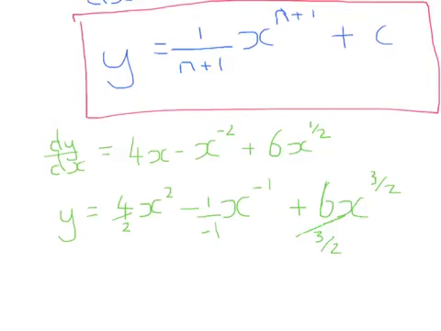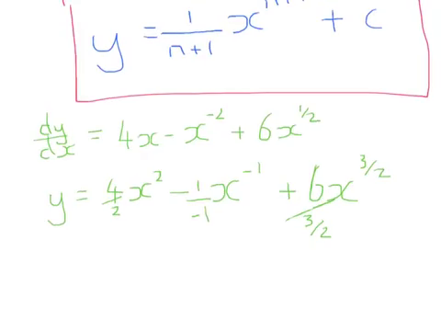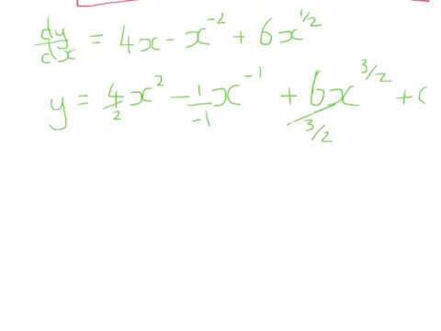Let's tidy this up now. Let's bring it down and tidy it up. Ooh, don't forget your plus c. Always plus c on the end whenever you've integrated anything. So, the first one's a nice easy one to simplify. So y will equal, what's 4 divided by 2? 2x squared. Okay, the second one I need to simplify. What's minus 1 over minus 1? That will become positive, won't it? So plus x to the minus 1.